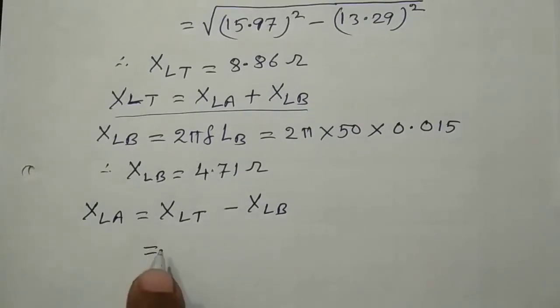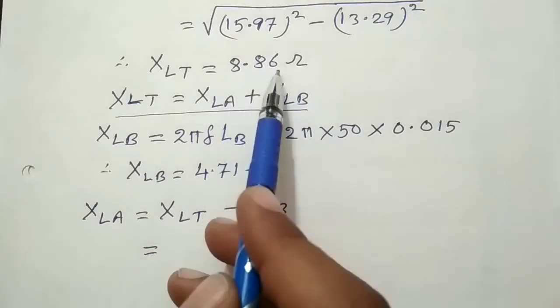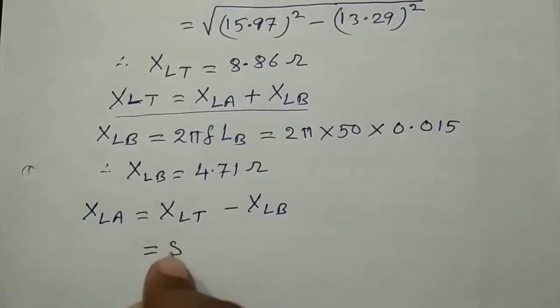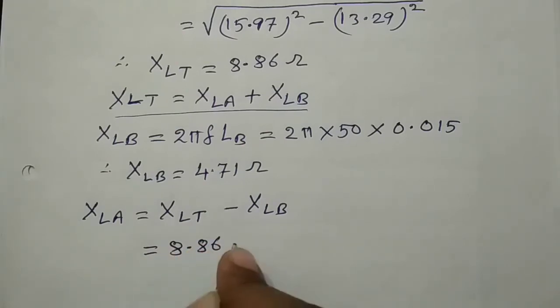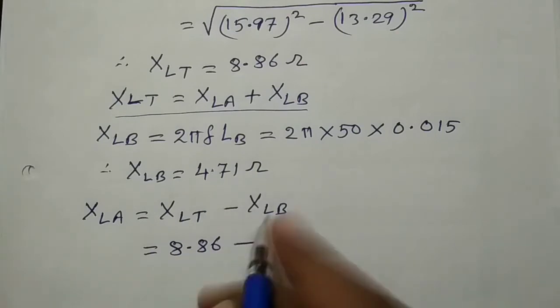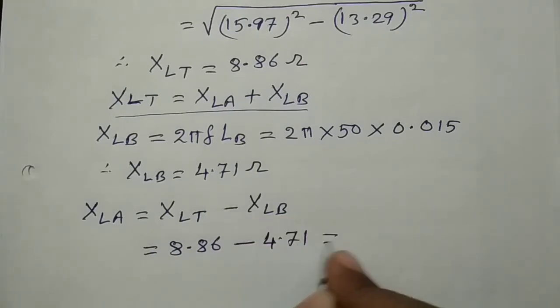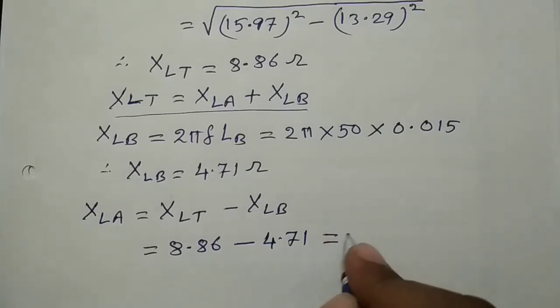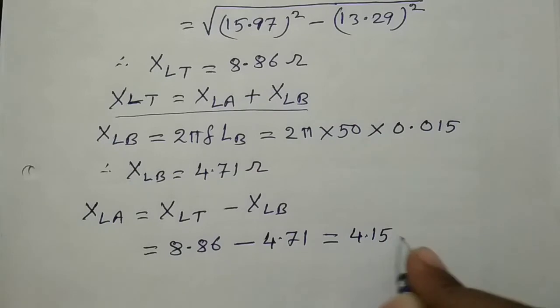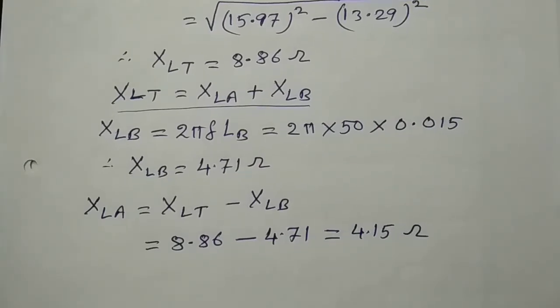The XLT is the total inductive reactance and we have calculated it is 8.86. So it is 8.86 minus the inductive reactance of the coil B, that is 4.71. After solving, the value will be 4.15 ohms.